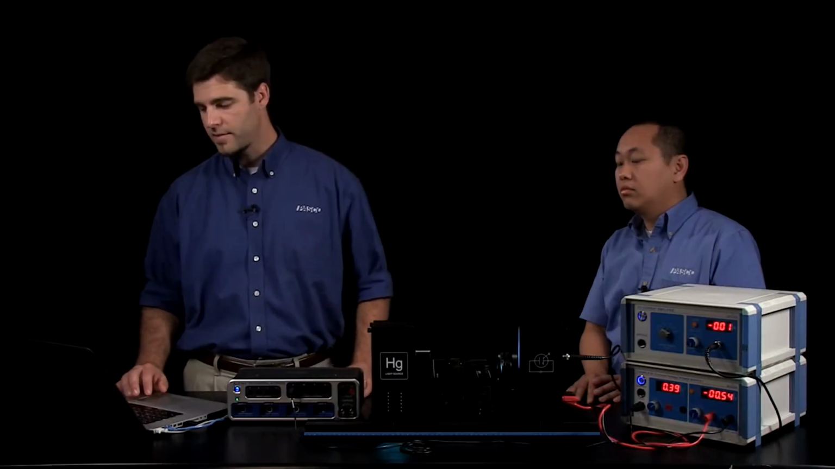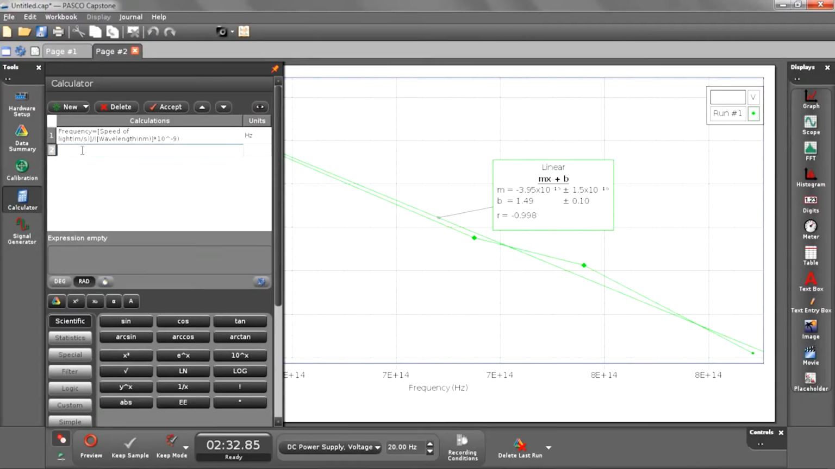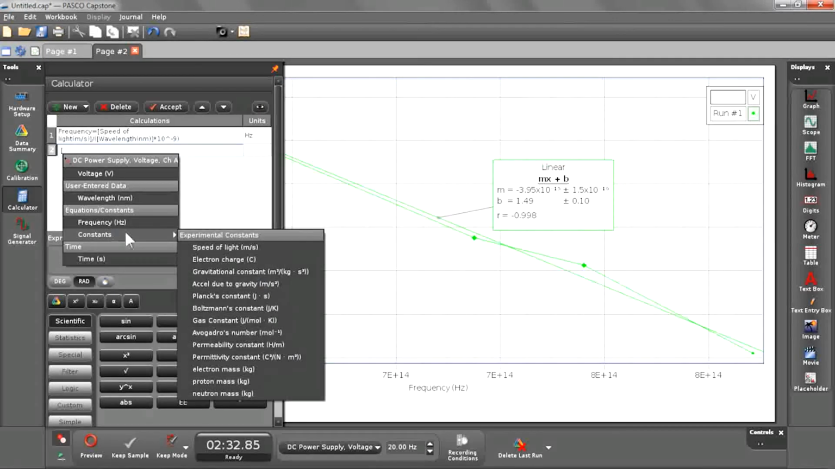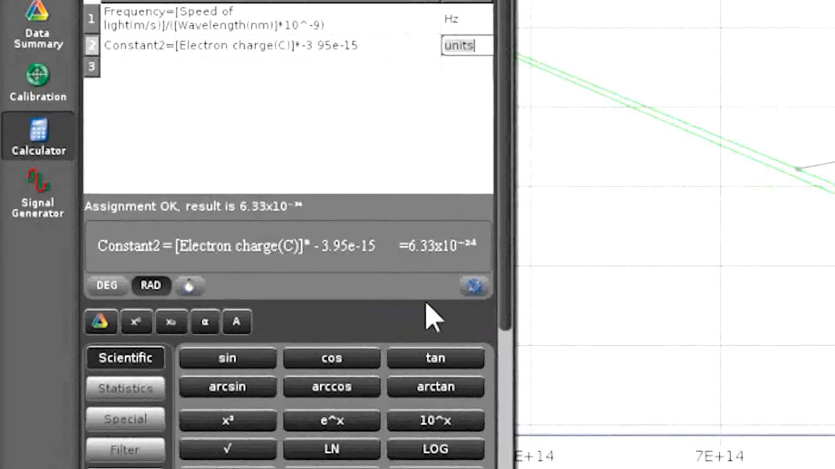I'm going to actually use Pasco Capstone's calculator to see just how close we are. And to do that, I'm going to calculate an experimental value for Planck's constant and then compare it to the theoretical value. To do that, we'll create an expression that is the charge of an electron multiplied by our slope, which should be equal to Planck's constant. As you may have seen earlier, the charge of an electron is one of the fundamental constants inside Pasco Capstone. We'll go ahead and multiply that by our slope, which is negative 3.95 times 10 to the negative 15. Okay, and you'll see here in the evaluated expression in the calculator that our experimental value for Planck's constant is 6.33 times 10 to the negative 34.